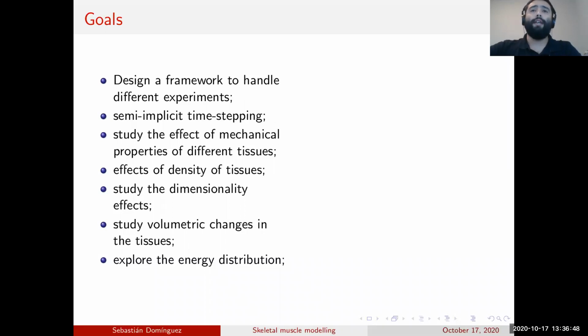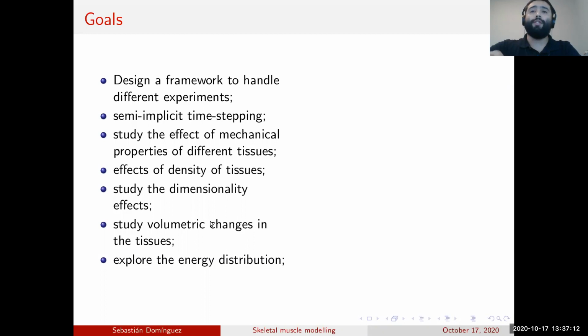We wanted to study the effects of mechanical properties of different tissues. Muscles are units that are composed of many, many different tissues. So we wanted to see, if we added one more, what happened to the output, whether we were getting closer to what we were supposed to see or not, and things like that.